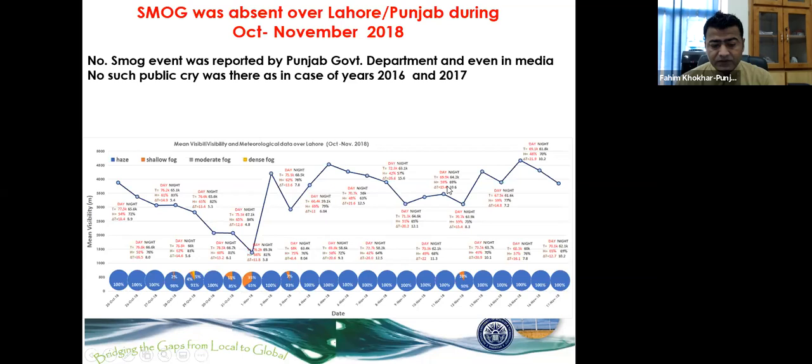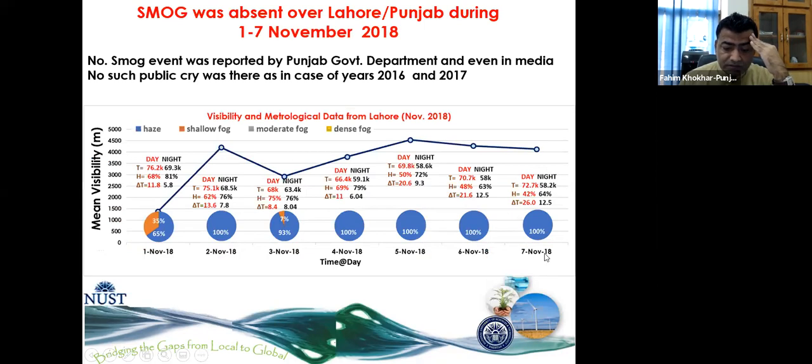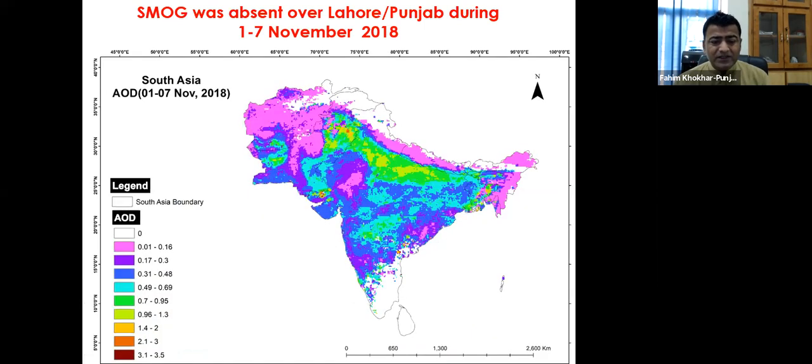We look at the visibility, which was very good. There was no visibility less than 1,000 meters except for very few, one day, close to 1,000 meters. And if we look at the same seven days, we hardly see less than 1,000. So all the time it was haze. The government was claiming that we have resolved the issue, but it wasn't the case, actually.